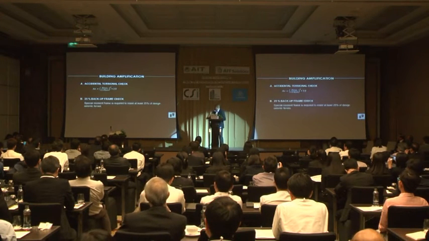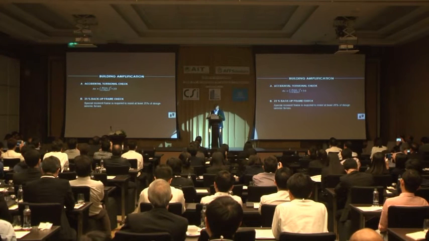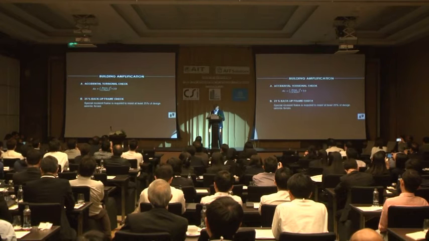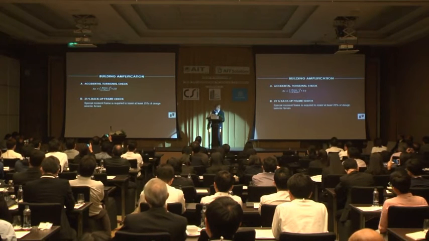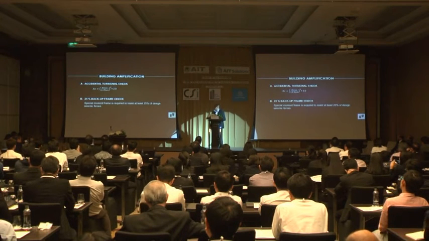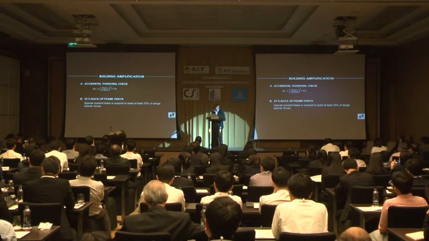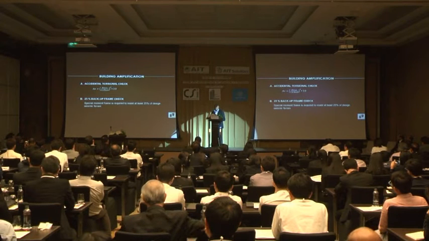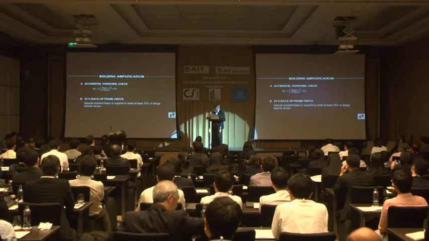Okay, 5% eccentricity for each direction. But if the ratio of the maximum deformation to the average is greater than 1.2, we need to amplify this eccentricity. The next requirement will be the 25% backup frame check. The special moment frame is required to resist at least 25% of the seismic forces. So if you cannot attain this requirement, we need to amplify the frame forces by a specific scale factor. Next, please.